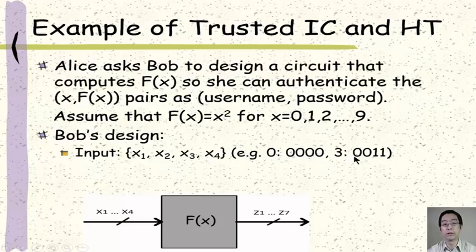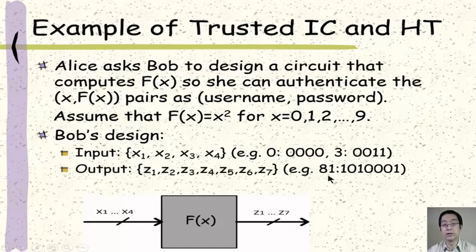binary representation of 3. And in terms of output bits, Bob says that since you are doing f(x) equal to x squared, the largest number you could get is 81. And for me to encode 81, I need 7 bits. In this case, 81 will be 1010001. And Bob tells Alice that inside this black box, all he implements is the square of x.